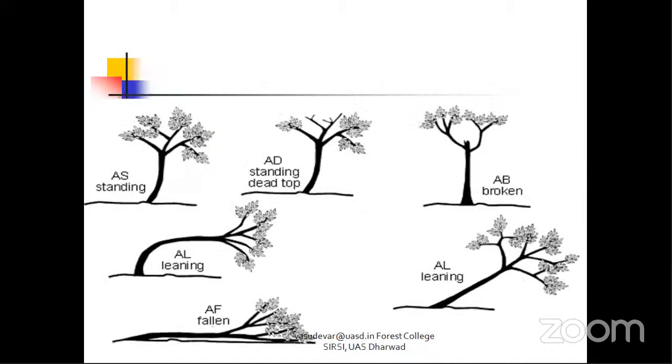And what we generally do when we enter into a plot is to also look at what's happening to the tree, whether it is standing, whether it has a dead top, whether it is broken, whether it is leaning. So we give different acronyms. AS means standing, AD means dead top, AB means broken, so on and so forth.